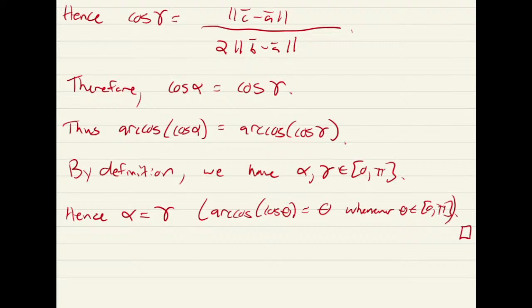I like to end my proofs with a little box, just to let whoever is reading it know this is the end. And once you show what you wanted to show, folks, you can stop. You are done. Okay, we wanted to show alpha equals gamma. That's exactly what we did. Okay, so I'm going to stop here.